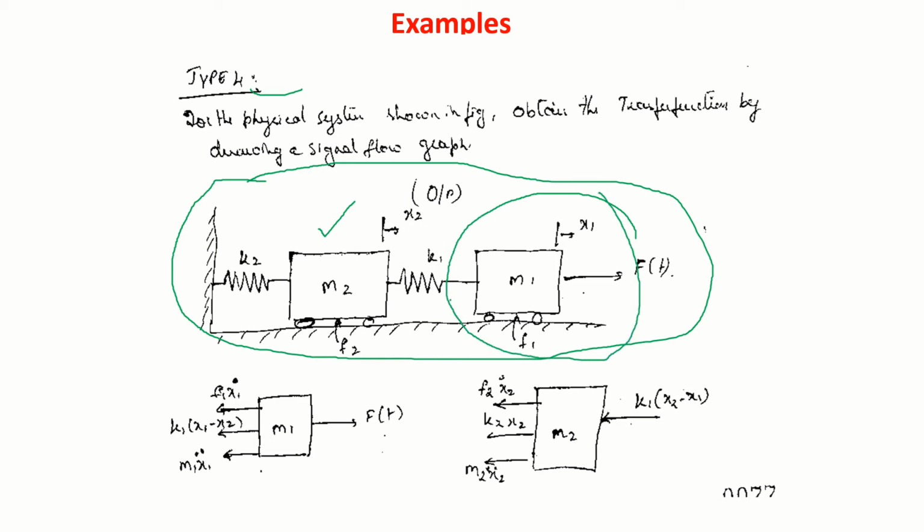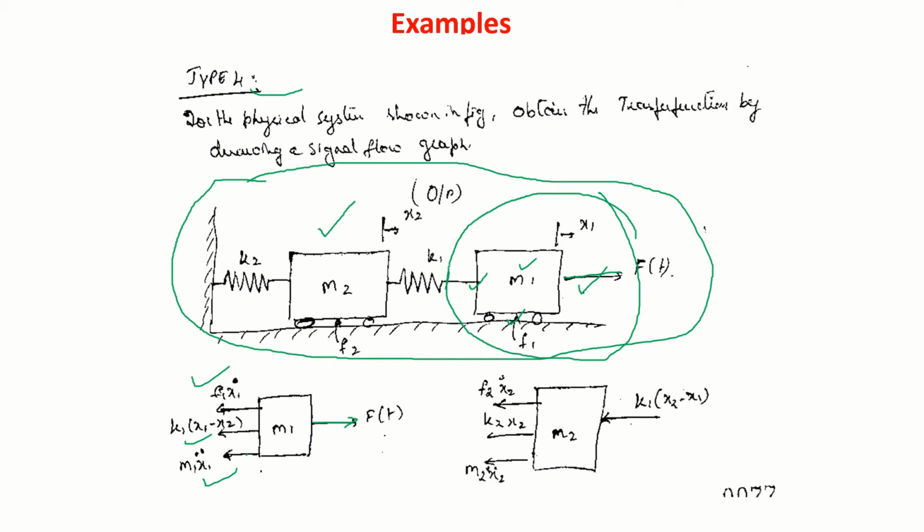As I mentioned on M1, 1, 2, 3 plus 1, 4 forces are acting. Out of that, f of t is acting left to right. I'll show f of t left to right. Then all other forces I must show in the opposite direction. So f1 x1 dot, m1 x1 double dot, and k1 (x1 minus x2), right.